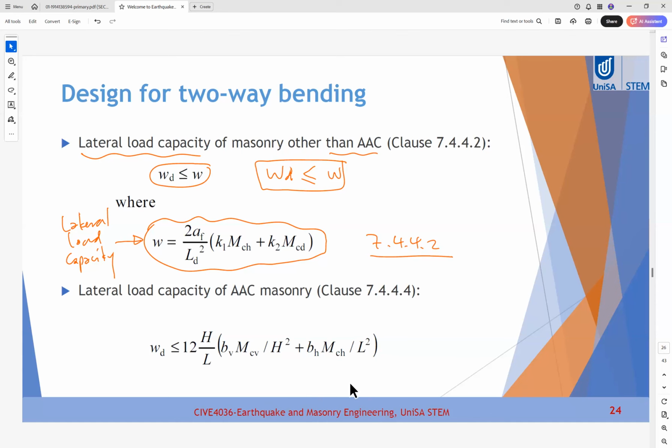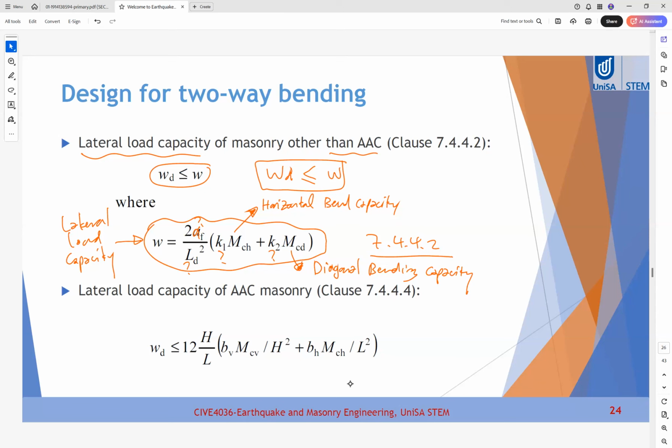So what we know here from previous calculation, what is MCH? It is the horizontal bending capacity of the wall. MCD will be the diagonal bending capacity of the wall. The other parameters are K1, K2, and AF, which is alpha F. Alpha F and LD will come later.